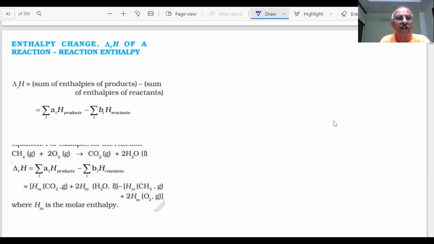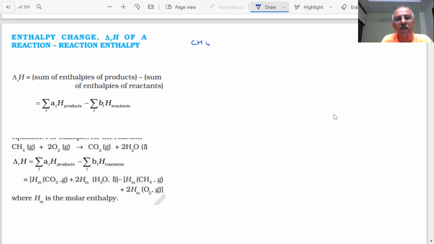And how do we calculate the enthalpy change of the reaction, students? If any reaction takes place, for example, if I consider this reaction, what is happening in this reaction? This is an example of combustion of methane. You can see methane gas is being burnt in oxygen. It produces carbon dioxide and water.